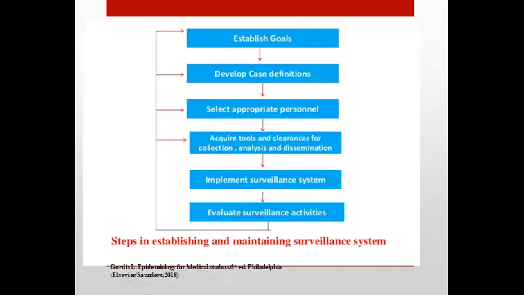For example, in the steps of establishing and maintaining a surveillance system, first of all we establish goals, develop the case definitions, select appropriate personnel or workforce, then acquire tools and clearance for collection, analysis, and dissemination which are required. Then we implement the surveillance system, and after implementation, the next step is to evaluate the surveillance activities.